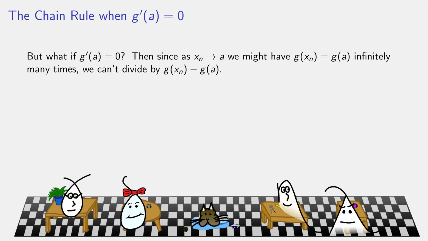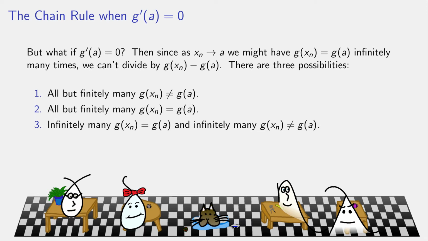Okay, now if g of xn equals g of a, you can't divide by this difference because it'll be 0 infinitely many times. So there are a couple of possibilities. Maybe all but finitely many of the g of xn's aren't equal to g of a. Maybe all but finitely many of them are equal to g of a, or maybe there's infinitely many that are and infinitely many that aren't. This is a pretty comprehensive list of possibilities. How many terms are equal to g of a and how many aren't? Finitely many for one and infinite for the other, or both infinite. That's what we've got here.